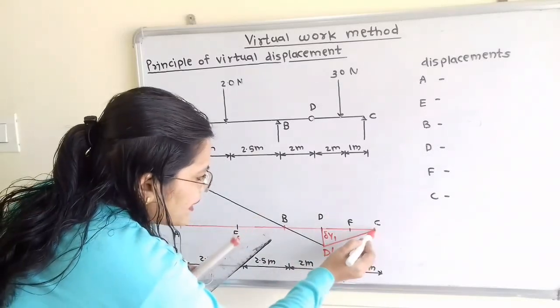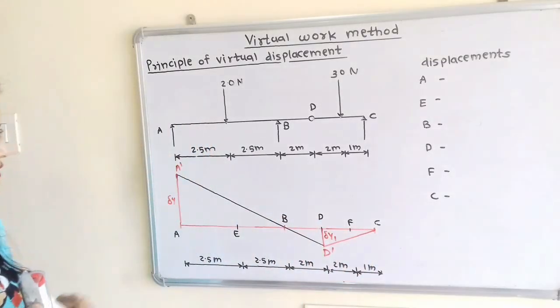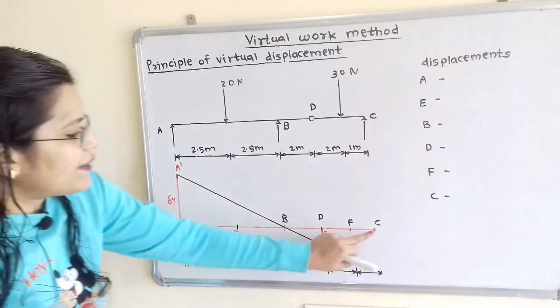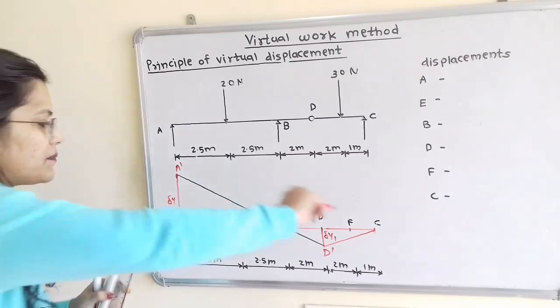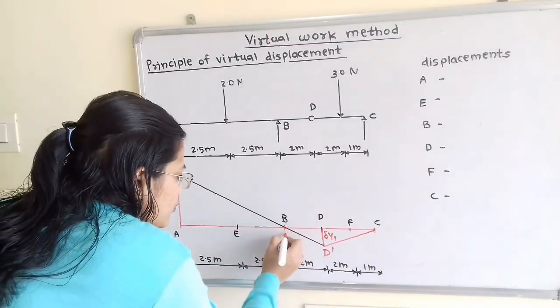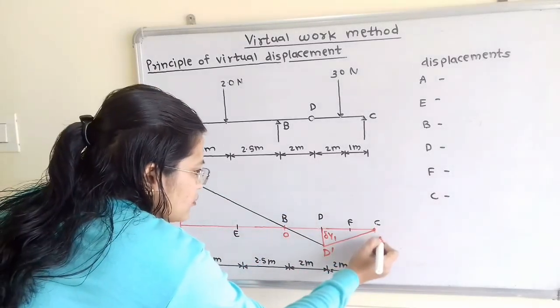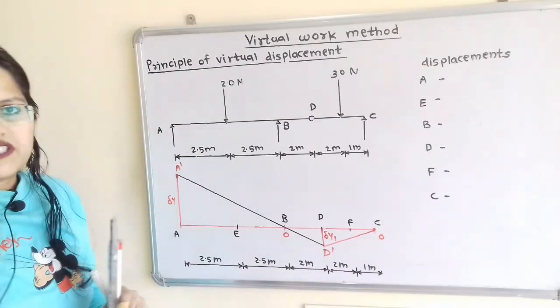Now C will remain at its original position. So in this case point B and point C will remain at their original positions. So here displacement is 0. So we will show here, and at point C also displacement is equal to 0.